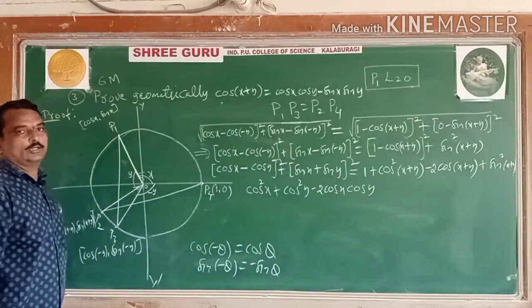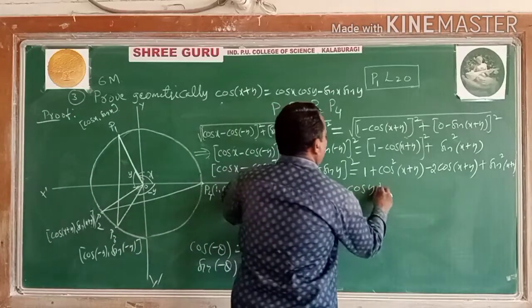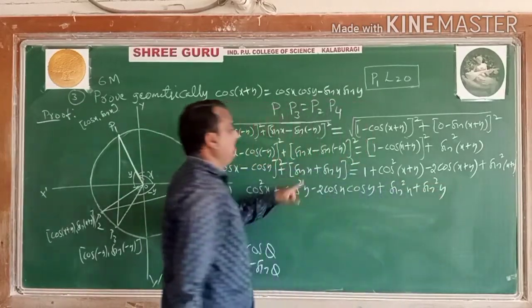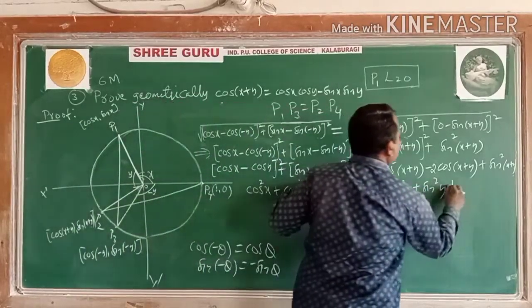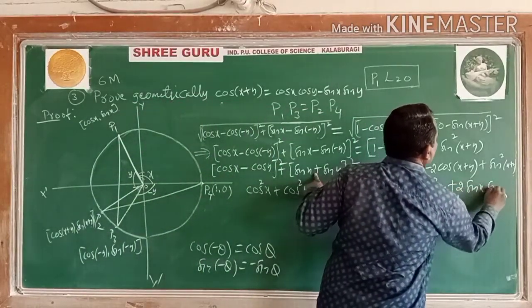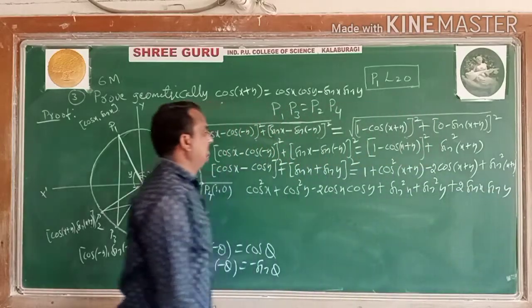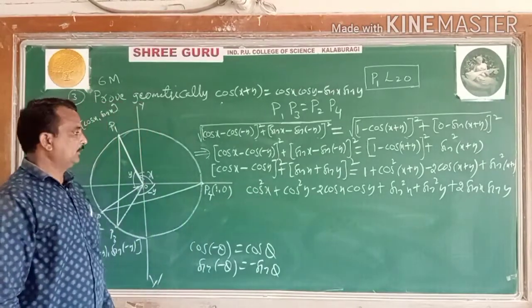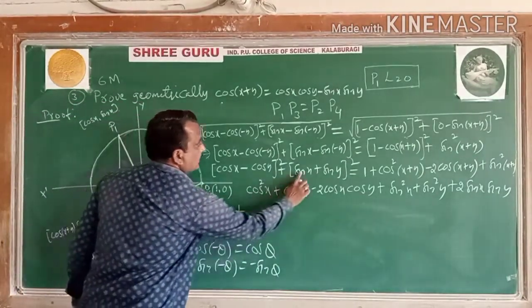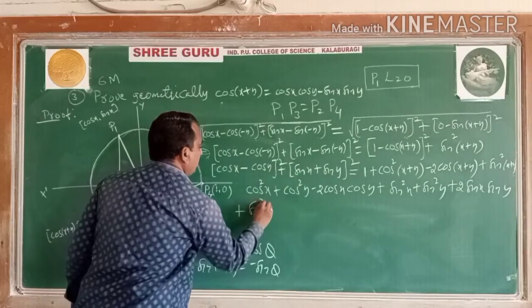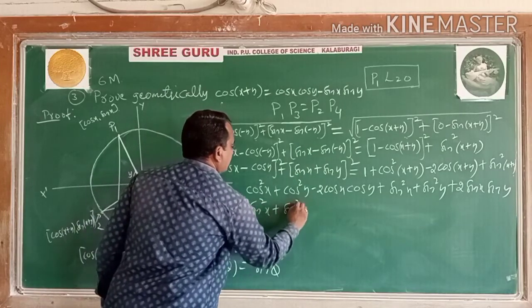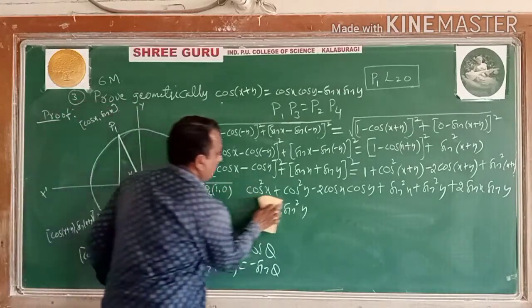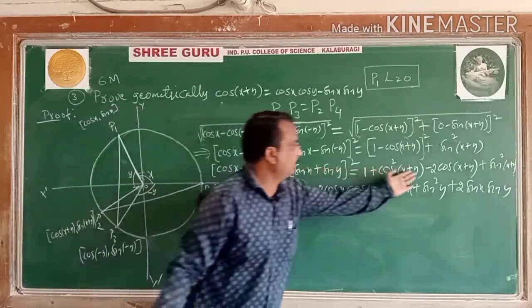Minus 2 cos x cos y plus sin square x sin square y plus 2 sin x sin y. So the whole term becomes like that, plus (sin x plus sin y) whole square, sin square x sin square y. Sorry, this one we have already expanded here.